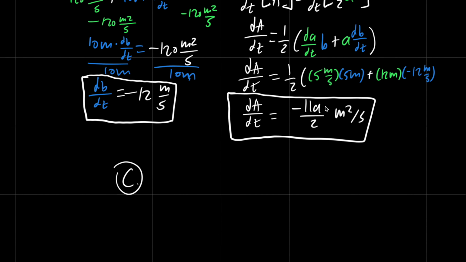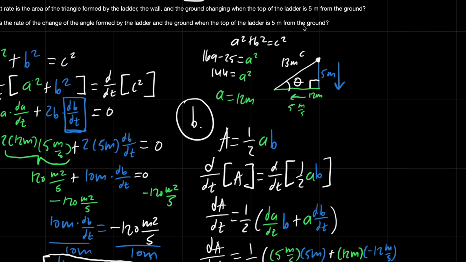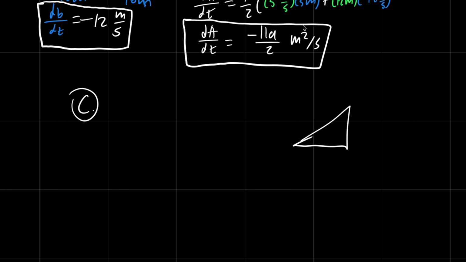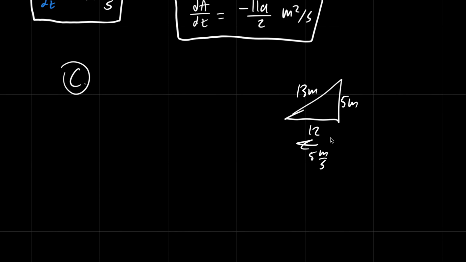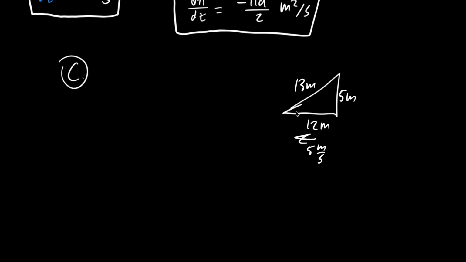So let me just redraw this diagram real quick so we don't have to go back and forth. I forgot what this was. 13 meters, 5 meters, 12 meters. This is going 5 meters a second. And this is theta. Okay.